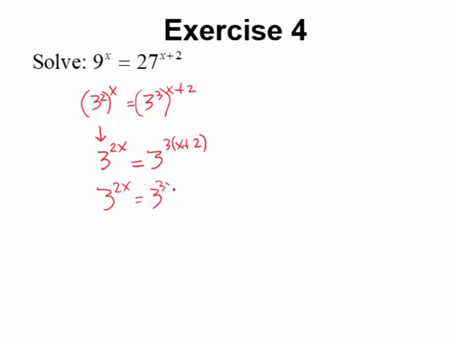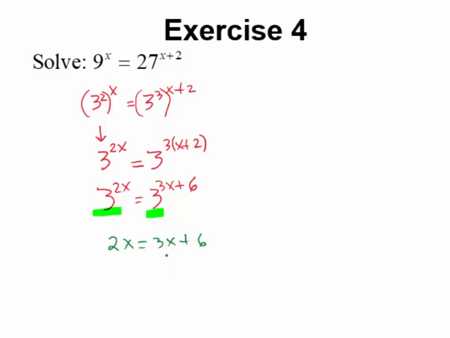It's going to be 3x plus 6. So once we've already gotten here where you have the same base, you can drop the bases and just set the exponents equal to each other. So let's continue. So what you've got so far will be 2x is equal to 3x plus 6.